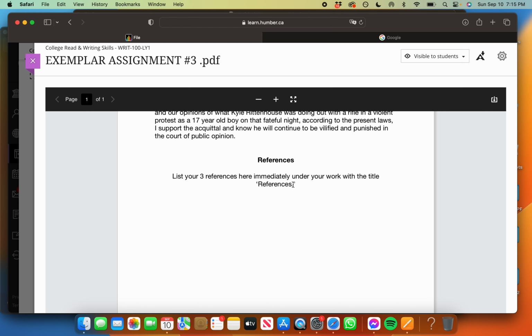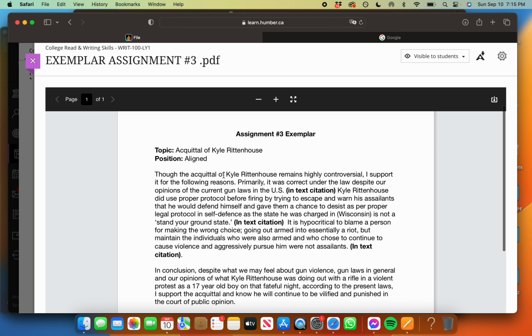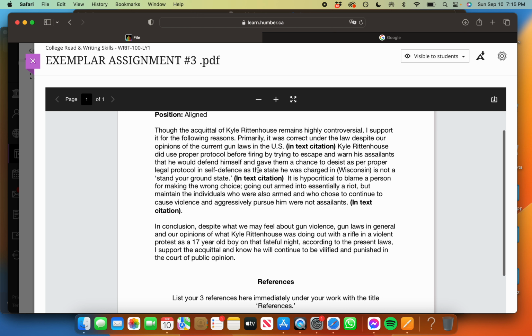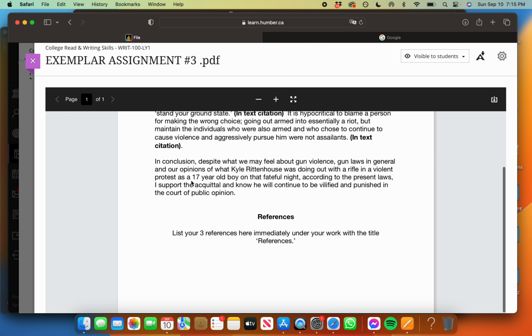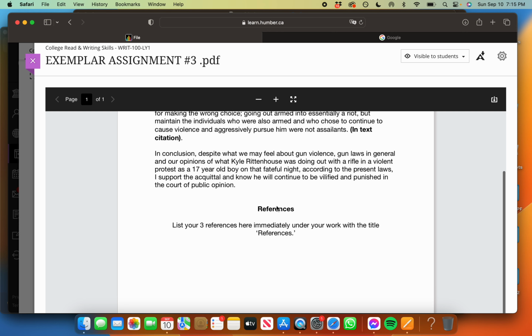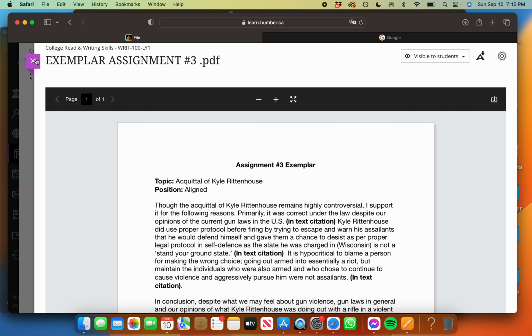References: you would list your three references here immediately under your work with the title References as it is above. So that's basically what you're handing in. Just assignment 3. You don't obviously write an exemplar. Yours is the real deal. Topic, let me know what your topic is. Let me know what your position is. Argue your point, providing support, provide a conclusion or not. You don't have to provide a conclusion in this case, but if you'd like to, it would make sense to, so you can go ahead and do that. And references. Okay, so that's what your assignment is going to look like.